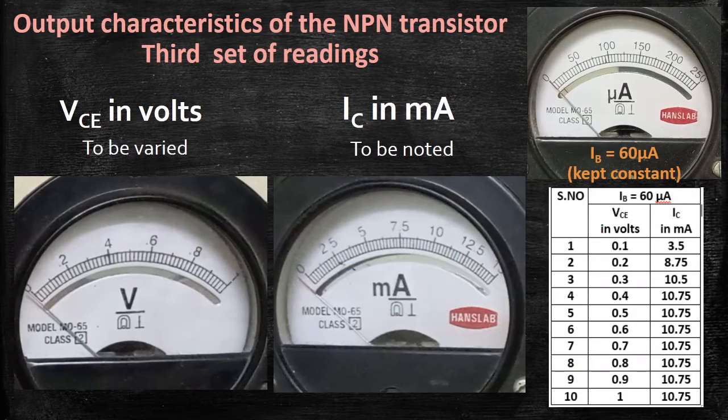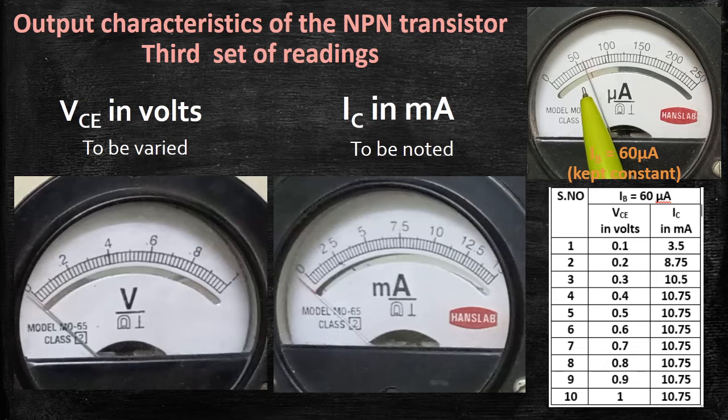Now we are going to take the third set of reading. Now the IB value should be kept at 60 microampere throughout the experiment. The IB value should not be varied, it should be kept constant. Now I am going to vary the position of the knob. Slowly the IB value starts increasing. It should be kept exactly at 60 microampere.